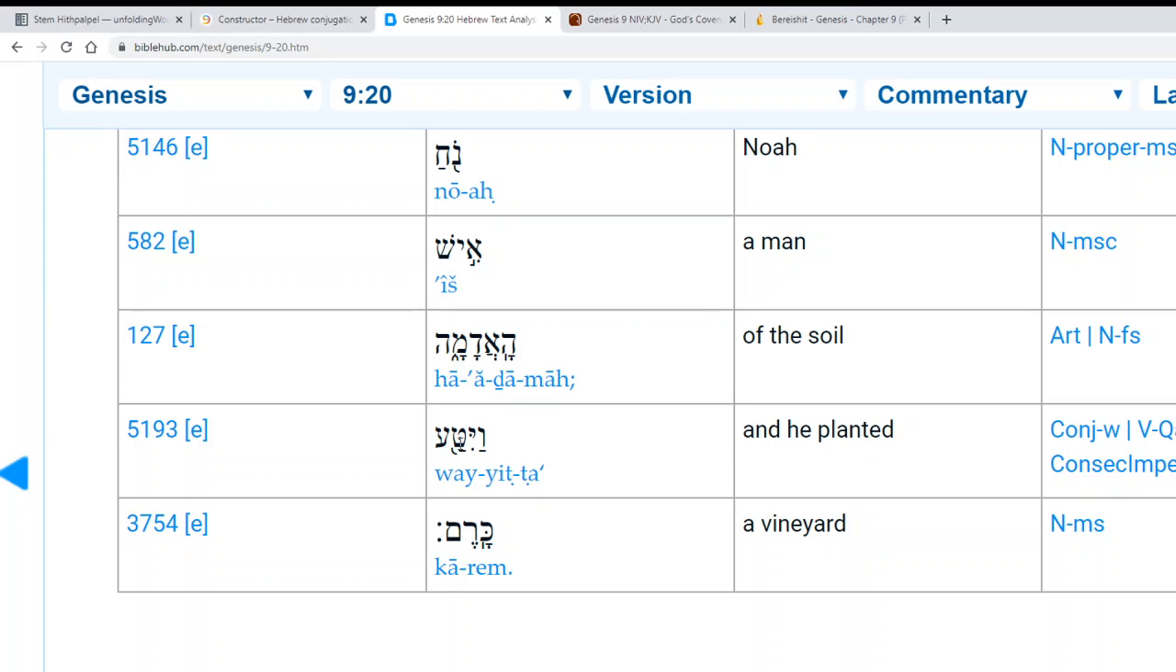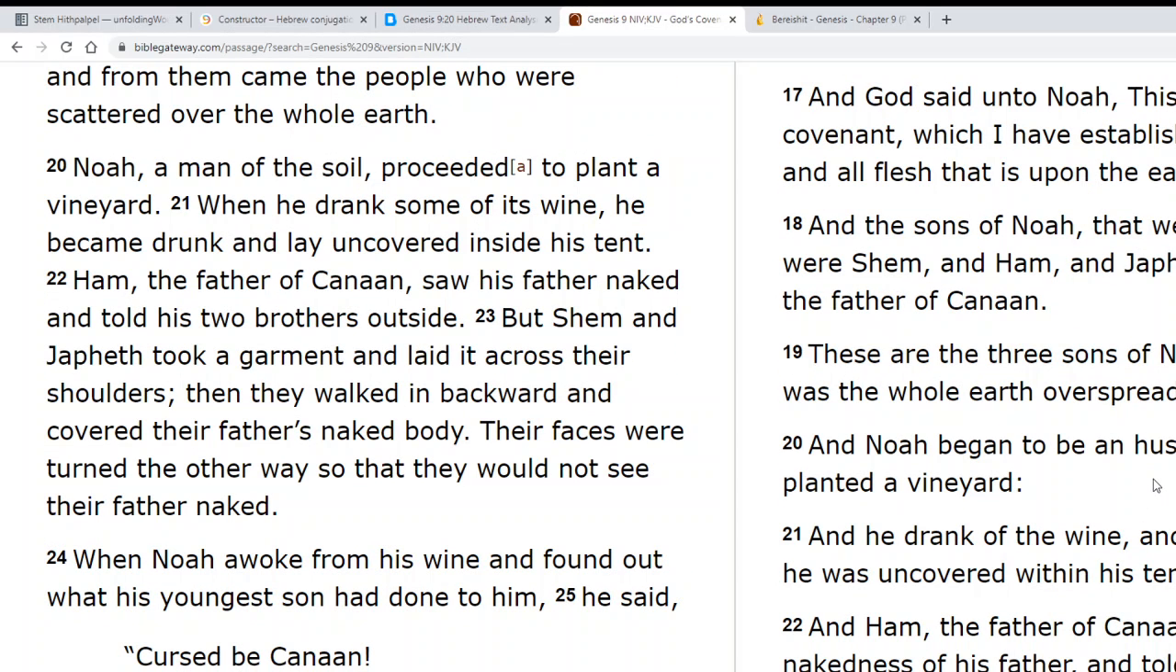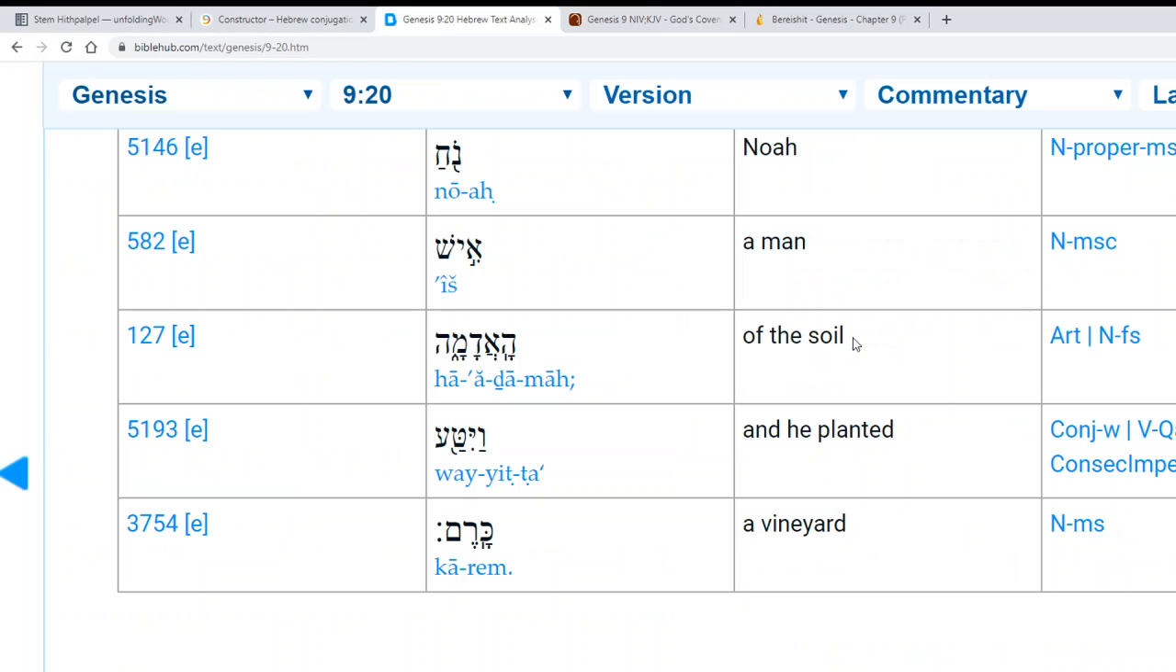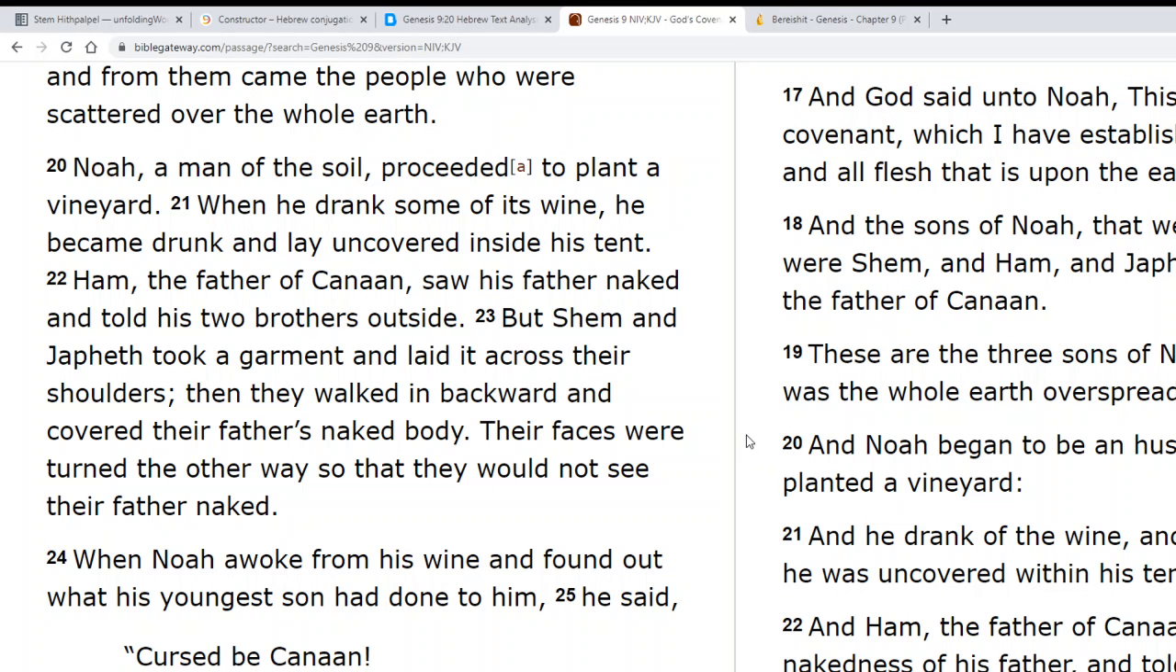Okay. And he planted a vineyard. Let's see what King James says, verse 20: and Noah began to be an husbandman, and he planted a vineyard. So they're translating Ish Ha'adama as a husbandman, right? Somebody, a keeper of the land, right? That's an interesting translation. NIV: Noah, a man of the soil, proceeded to plant a vineyard.